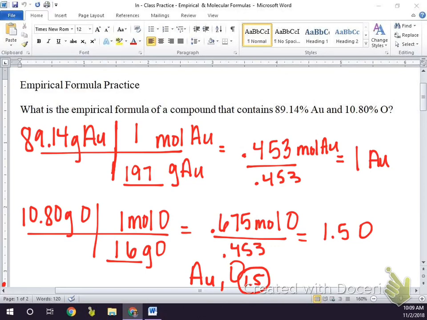If I double it, that gives me the same ratio, the same proportion, but now I have Au2O3, right? If I double one of my atoms, I've got to double all of them. This still provides us the same ratio, 1.5 to 1, but this is the smallest reduced version, which is what an empirical formula is. You can't reduce 2 and 3 anymore, right? So that is the smallest reduced version of a formula. So Au2O3.